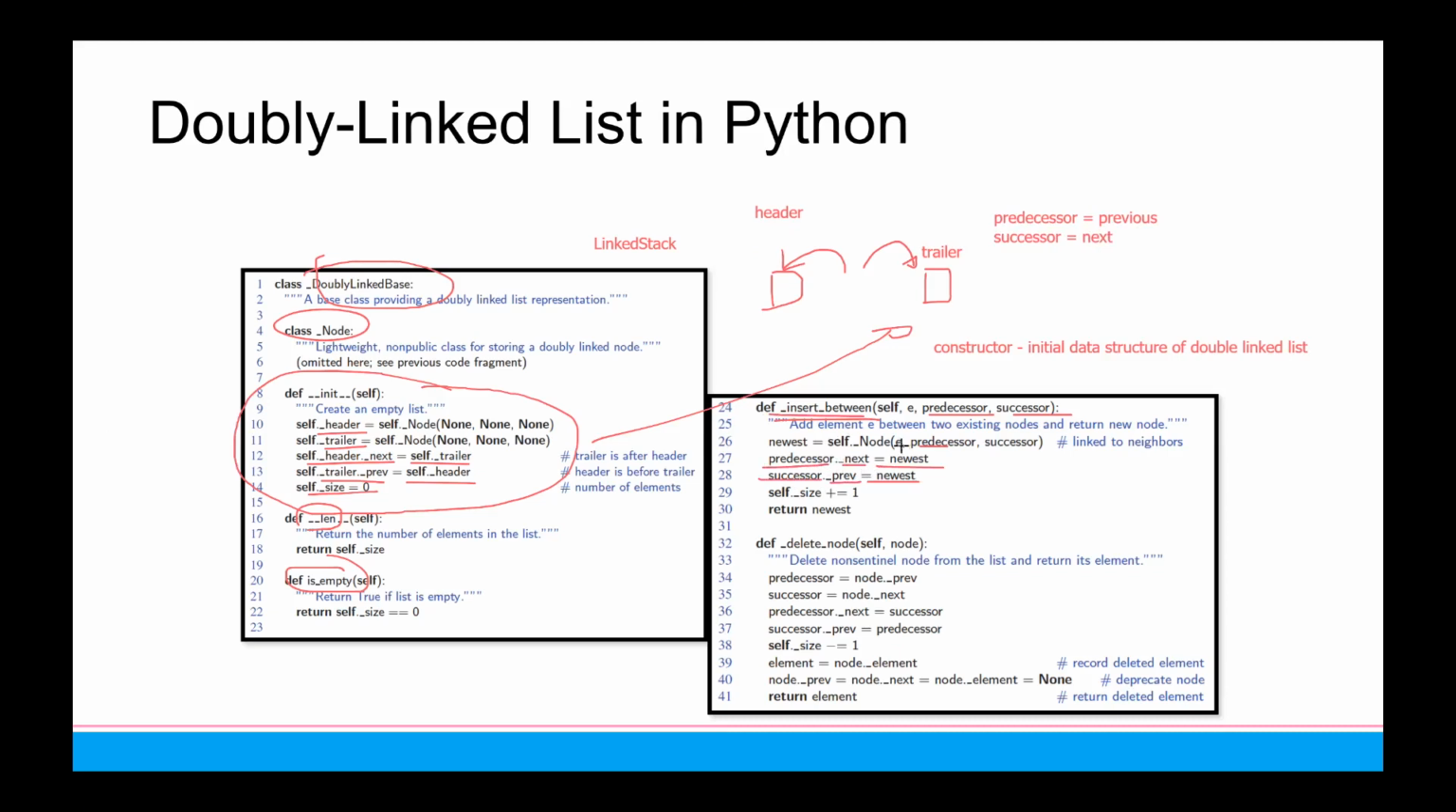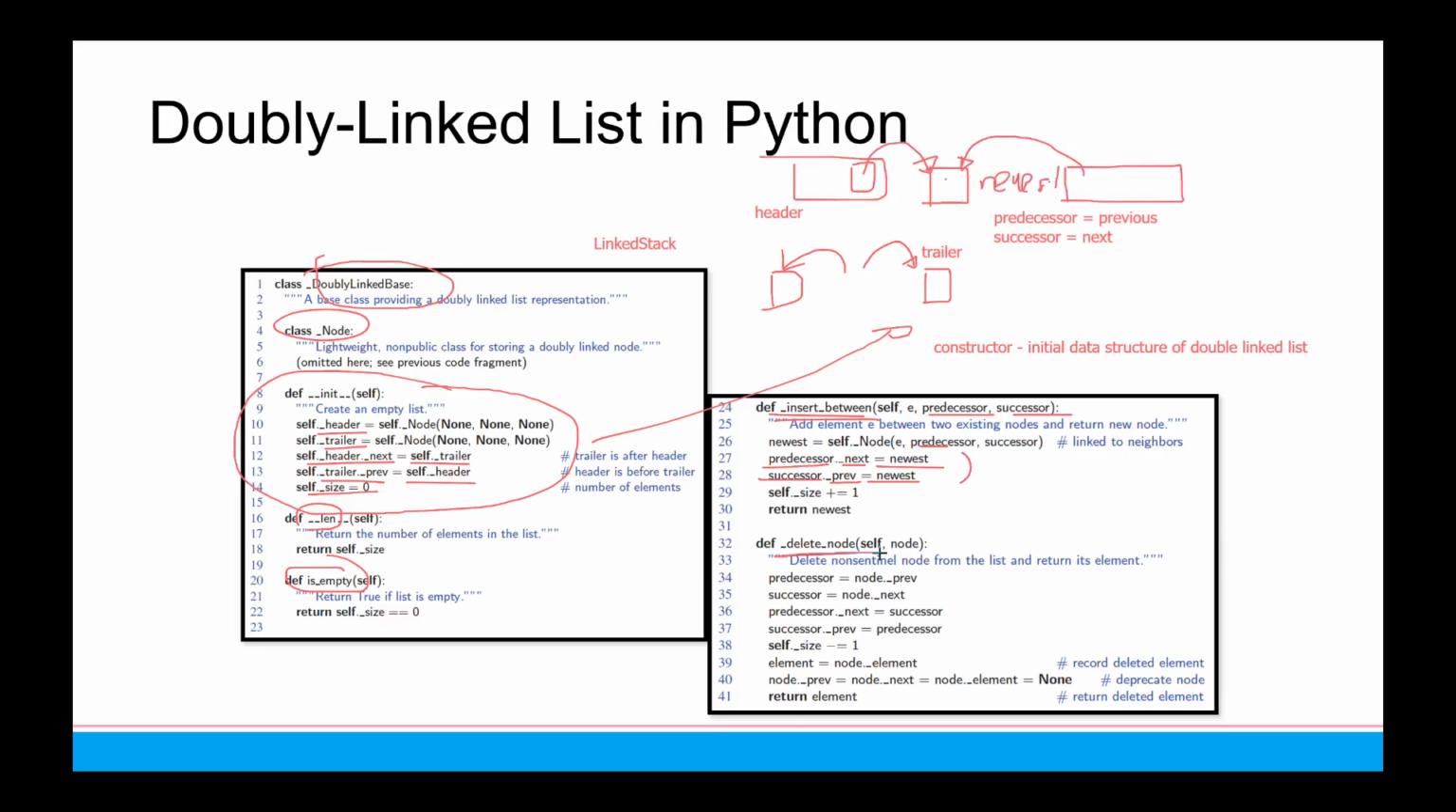So let's say I have a new node, this one. Then the predecessor of the next will be going to the newest, and the successor, in this case the previous, will be connecting to the newest. So this is the newest node. That's the meaning of these two.